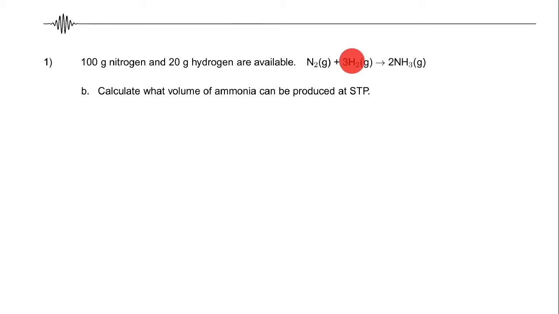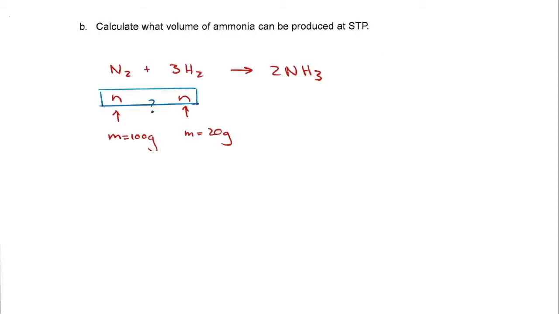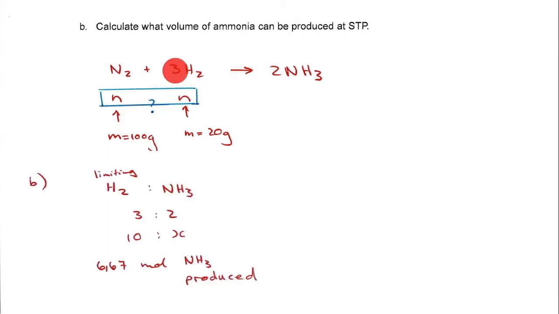Now remember, hydrogen is our limiting agent. We're going to work with that to work out the volume of ammonia that is produced. We're not going to work with nitrogen that is in excess. We're going to work with hydrogen that is our limiting agent. 3 moles of hydrogen will produce 2 moles of ammonia. And we have 10 that's going to react. So then we can work out the moles of ammonia that's going to be produced. But that is not the question. The question was volume. So then we just need a quick conversion to volume.